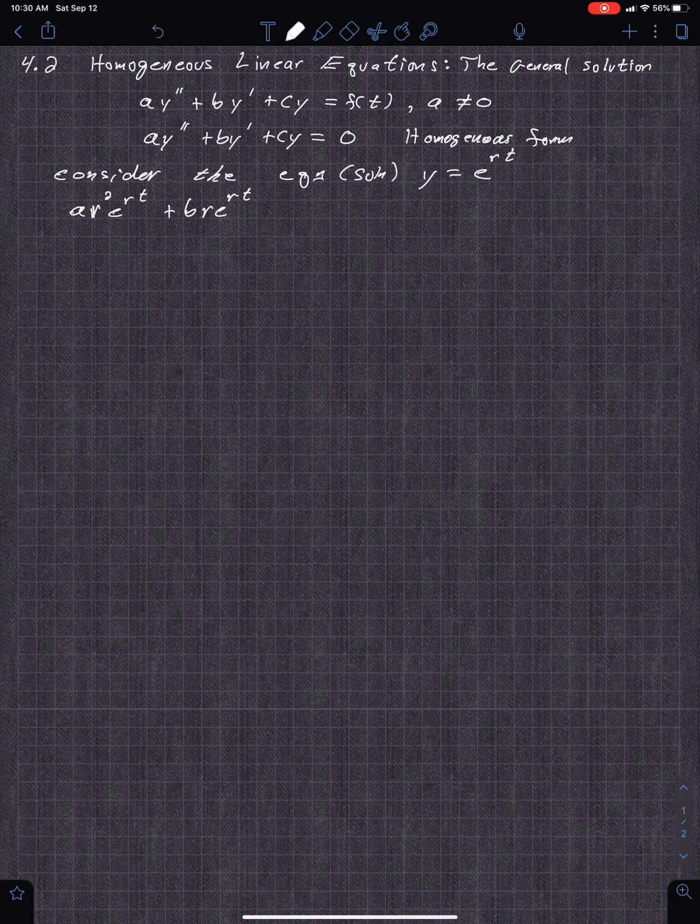R comes in front, plus c e to the RT equal to 0. And then all we have to do is factor out this e to the RT. So you factor that out, and you're left with ar squared plus br plus c equal to 0.